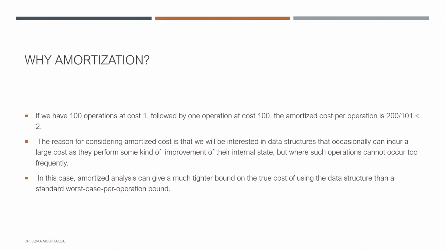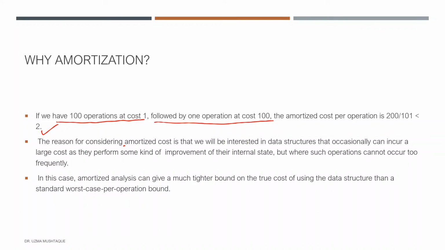So as you can tell, why do we do this amortization? Think about it. If we have 100 operations at cost 1, and then there is one operation at cost 100, the amortized cost is going to be 2. It gives a fair idea of how much cost is going into essentially doing a set of these operations, right?